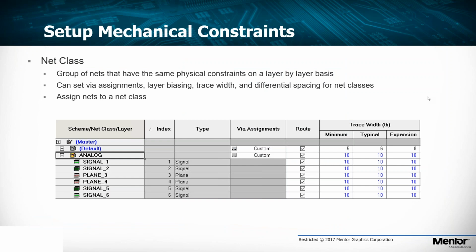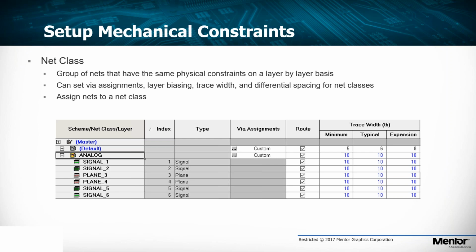So the first step, like I was saying, is to set up those mechanical constraints. I wanted to define what a net class is, because there's a lot of confusion between net class and constraint class, and there's a little bit of overlap, but they definitely need to be understood in order to be successful in the Constraint Manager. A net class is essentially a group of nets that have the same physical constraints on a layer-by-layer basis. This means we want them to all physically act the same to other objects in the design. We can set via assignments, layer biasing, trace width, and differential spacing for our different net classes.